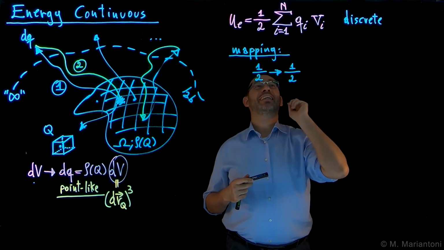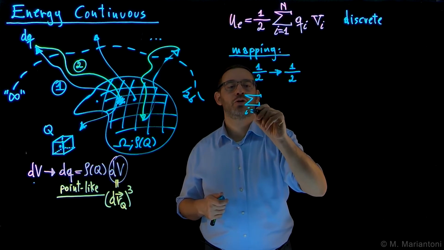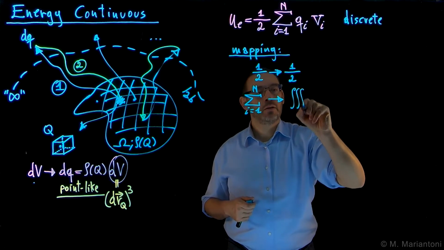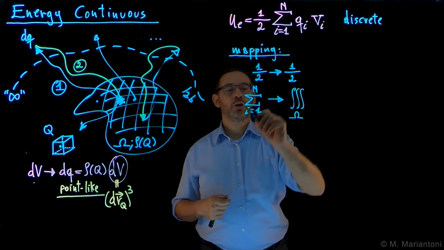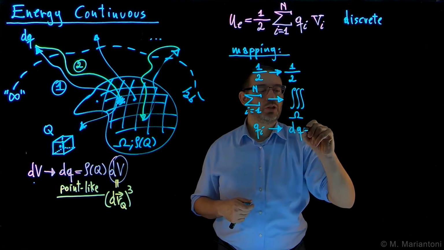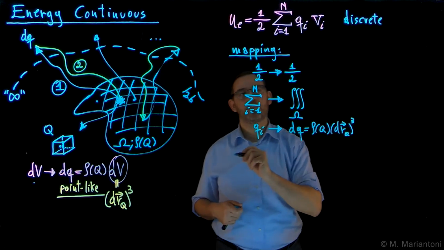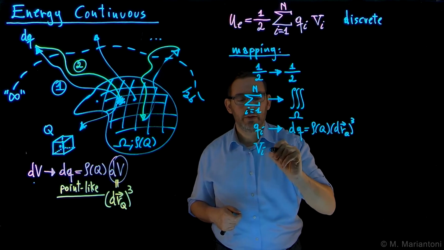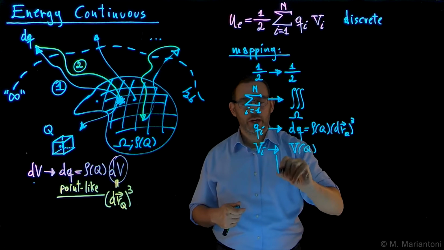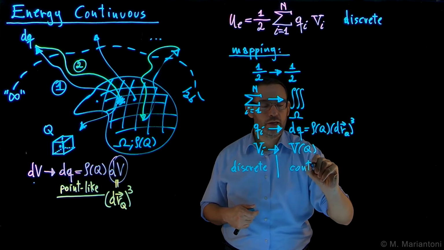What about the sum? The sum for i, which goes from 1 to capital N, gets mapped to an integral, a volume integral in capital Omega. What about Qi? Qi gets mapped to dq, which is rho of capital Q, d^3 capital Q, which is dV. And finally, Vi gets mapped to V of capital Q. So this is our map, where here we have the discrete case, and here we have the continuous case.